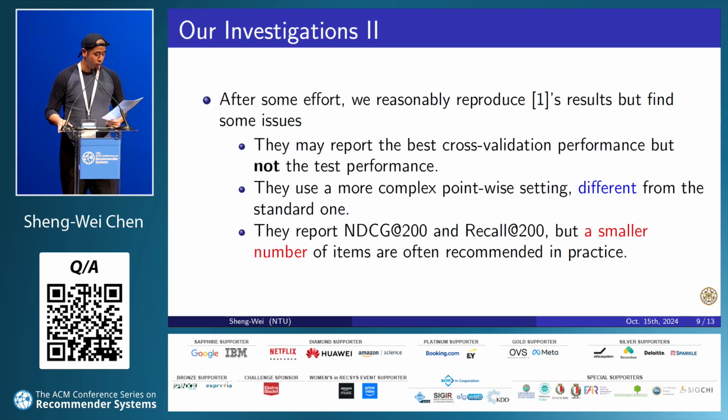After some effort, we reasonably reproduced work number 1's results, but found some issues. First, they may report the best cross-validation performance, but not the test performance. Second, they use a more complex pointwise setting, different from the standard one. Third, they report NDCG at 200 and recall at 200, but a smaller number of items are often recommended in practice.